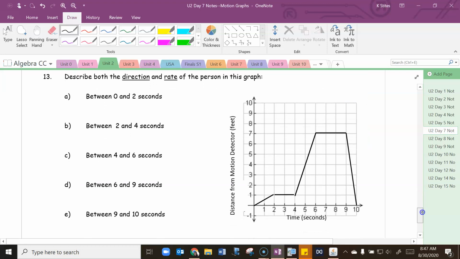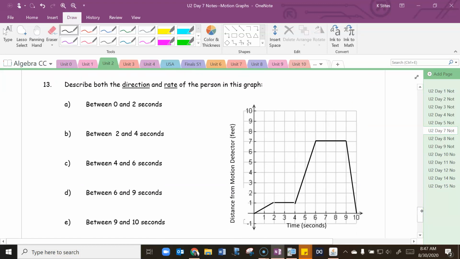All right, and finally we're going to describe both the direction and the rate of the person in this graph. All right, so between 0 and 2 seconds, that's this portion right here, so we're dealing with this. In terms of direction, it's increasing, so that means we're moving away. And I think this is a moderate rate. It's not super flat. You could also just say slow if you want. I'm going to say moderate.